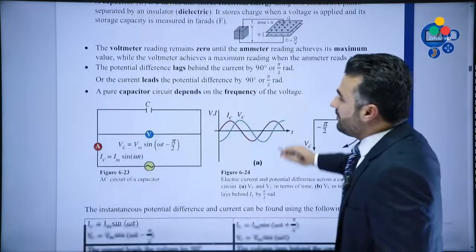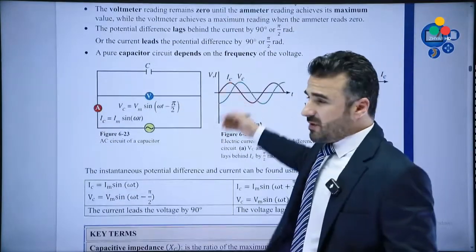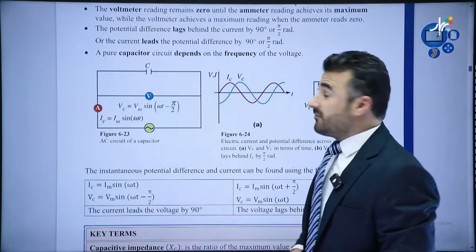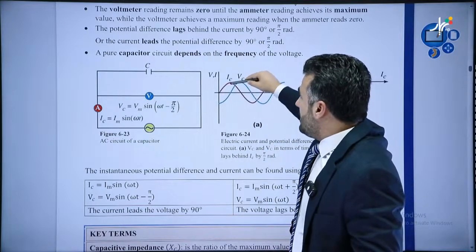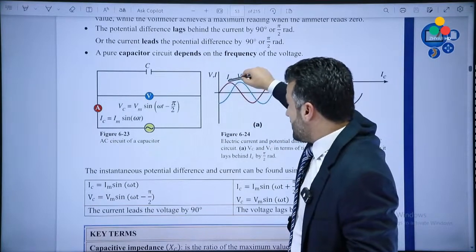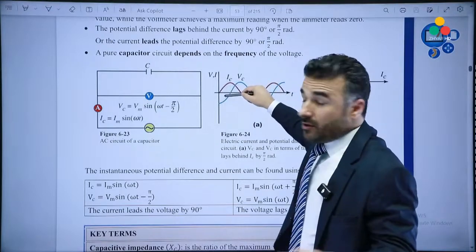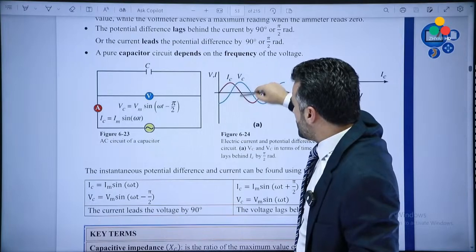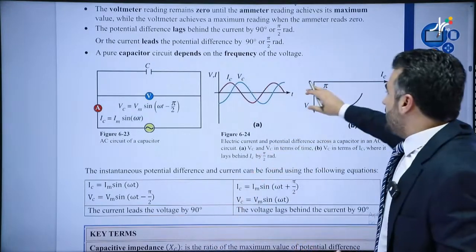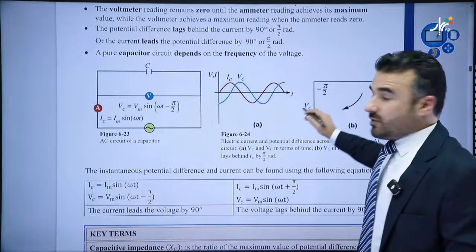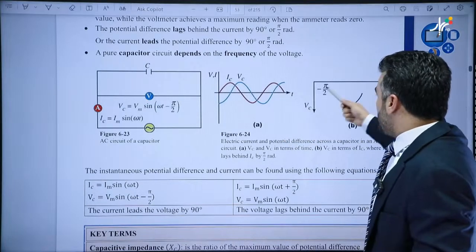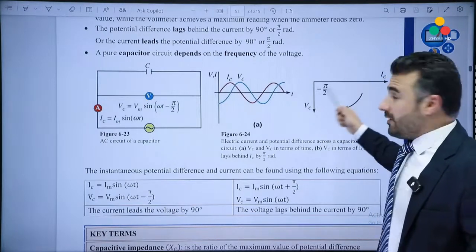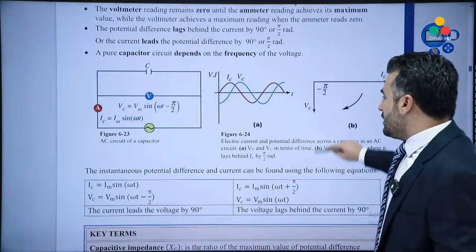So this is basically the circuit, and this is the sine graph for the current and for the voltage. As you can see here, when the current is maximum, as you can tell from this point, the reading on the voltmeter is 0, or minimum, while this one becomes maximum, this one becomes minimum, and all that. And we said if we draw the phase angle difference between the two, we would see that the current leads the voltage by 90 degrees, or the voltage lags behind the current by negative pi/2, or just 90 degrees.